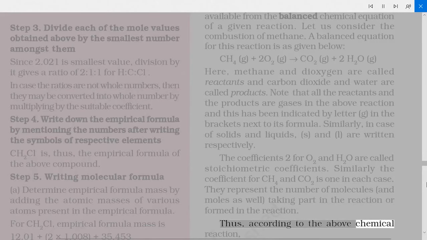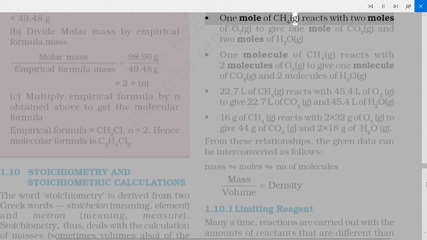Thus, according to the above chemical reaction, one mole of CH4(g) reacts with 2 moles of O2(g) to give 1 mole of CO2(g) and 2 moles of H2O(g). One molecule of CH4(g) reacts with 2 molecules of O2(g) to give 1 molecule of CO2(g) and 2 molecules of H2O(g). 22.7 L of CH4(g) reacts with 45.4 L of O2(g) to give 22.7 L of CO2(g) and 45.4 L of H2O(g). 16 g of CH4(g) reacts with 2 times 32 g of O2(g) to give 44 g of CO2(g) and 2 times 18 g of H2O(g).